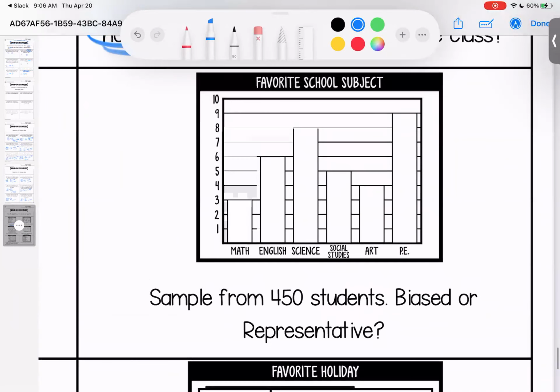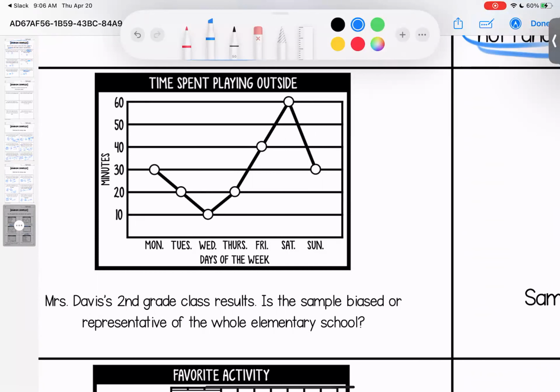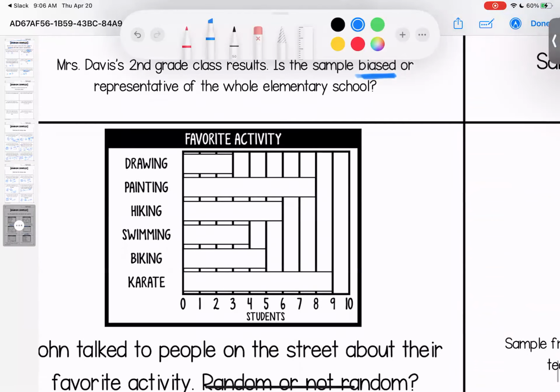Sample from 450 students, biased or representative? This is their favorite school subject. 450 students, that's going to be representative. That's a good amount of students. Mrs. Davis's second grade class results. Is the sample biased or representative of the whole elementary school? This is probably going to be biased. It's only one class out of the whole elementary school. It's definitely going to be biased.